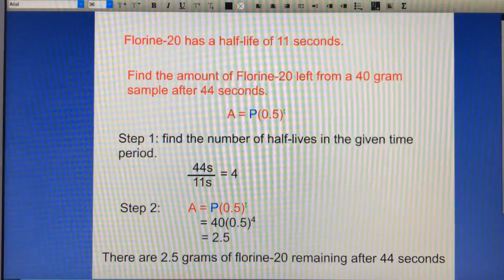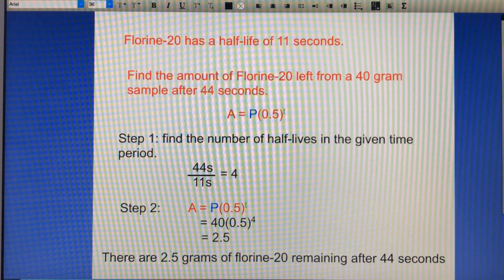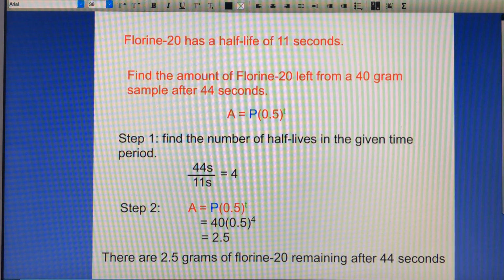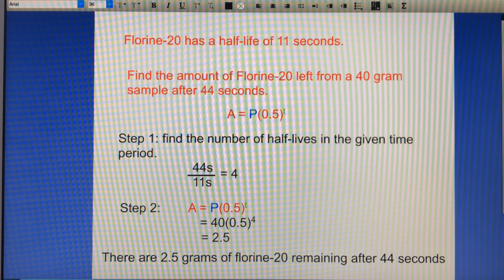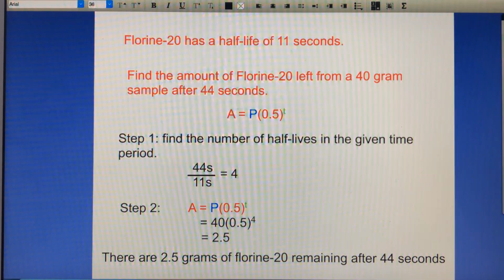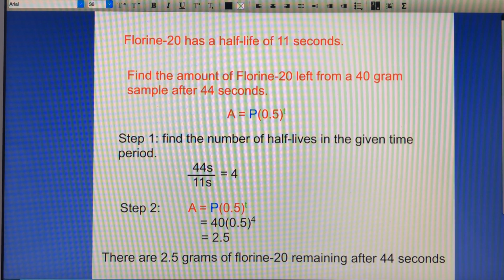Fluorine-20 has a half-life of 11 seconds. Find the amount of fluorine-20 left from a 40-gram sample after 44 seconds. Okay, this seems like a lot of science to me, but let's go ahead and see how easy the formula can be.